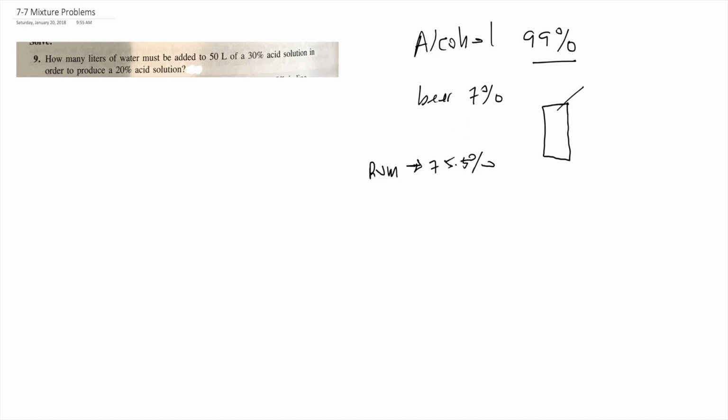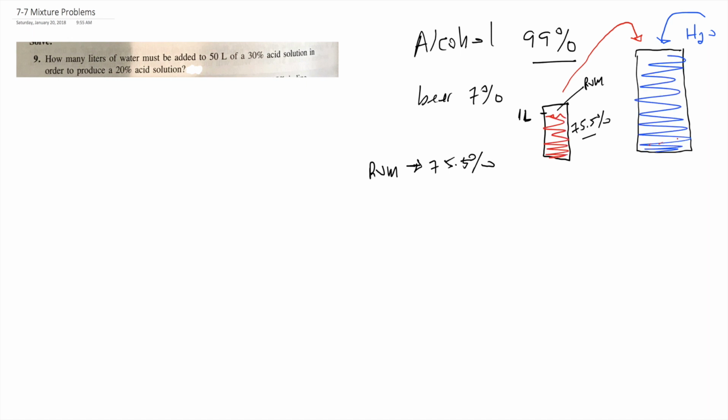If I have rum and add a little bit of water, the universal color for water is blue, I can get any percent that I want. I can have 1%. If I fill it up with all water, then it's going to be like 1%. That's what they're doing here.